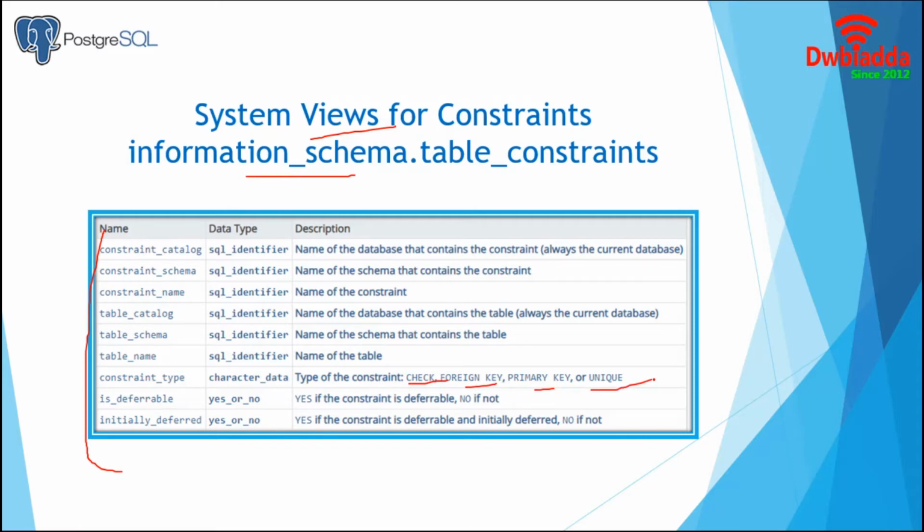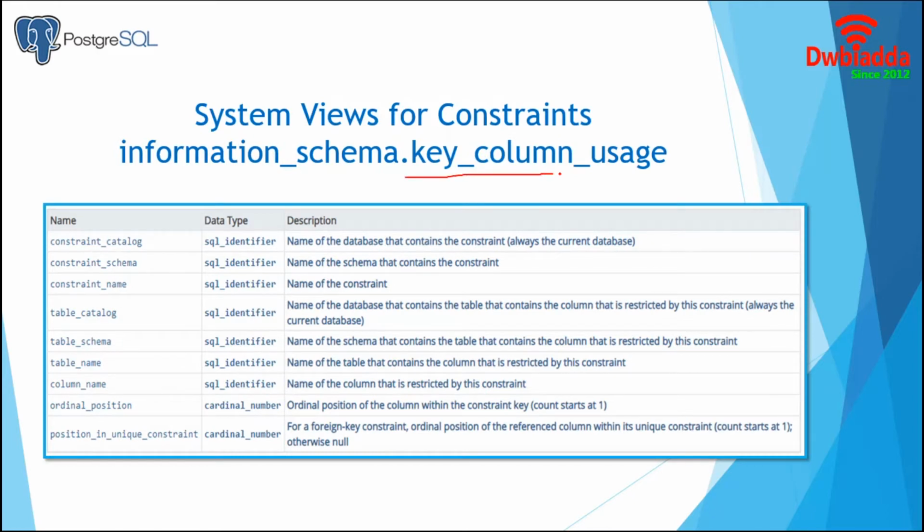Now we are going to the next view. This is information_schema.key_column_usage, which identifies all columns in the current database that are restricted by some unique, primary, and foreign key constraints. Only those columns are shown that the current user has access to by way of being the owner or having some privileges. This view also contains total 9 columns, which holds the information of database, schema, table, column, and the ordinal position and constraints. We use these two views to display the table specific primary, foreign, and unique keys.